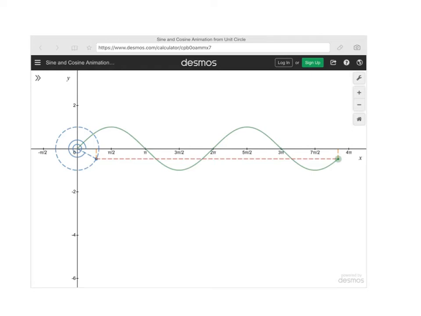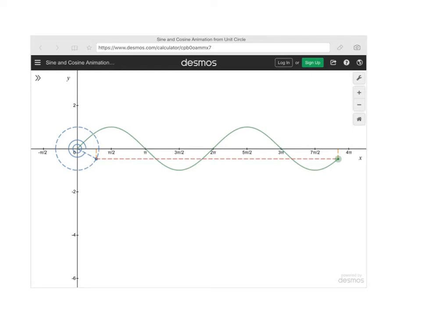As you continue to go around the circle again, you're going to hit 3 pi over 2, or 270 degrees. Now when you hit 3 pi over 2, you're at -1. So that's why we're down here at -1, at a minimum. And then when we complete our circle, we're back to 2 pi, or 360 degrees, which brings us back here. So that will bring us through one full period of sine.